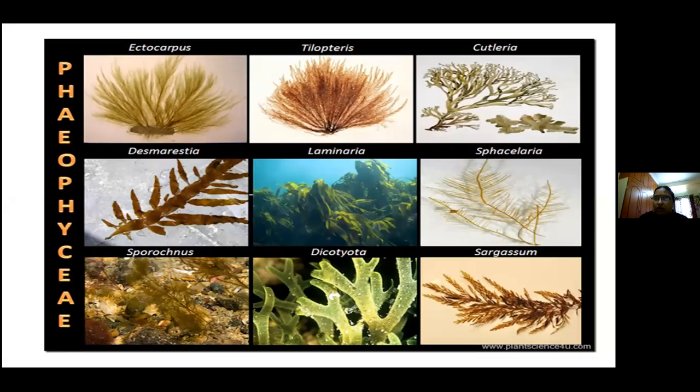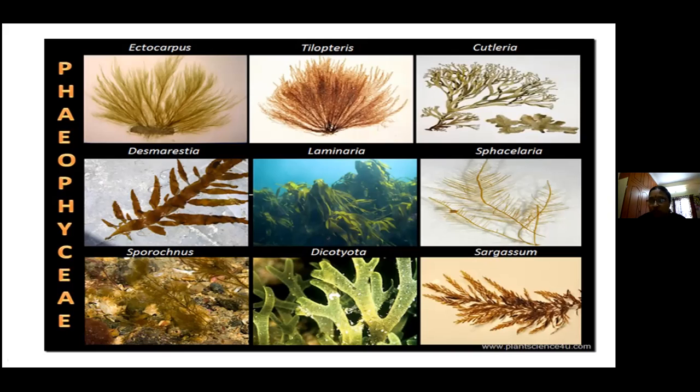Next one, here vesicles are also present, chromatophores also present. The life cycle is called dimorphic or isomorphic alternation. I'll explain what that is. What type of life cycle? Dimorphic and isomorphic alternation of generations is there in this one. These are the characteristic features of the Phaeophyceae class.